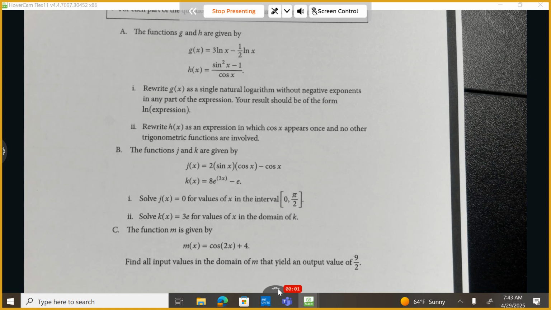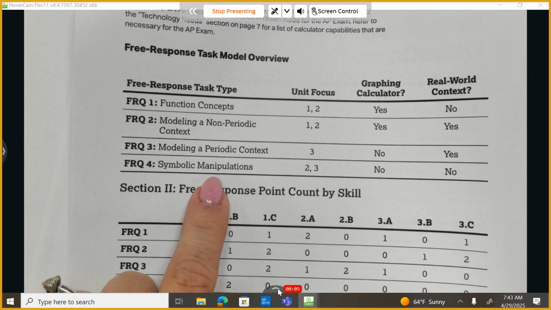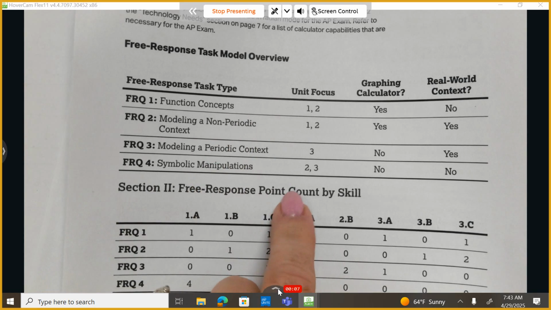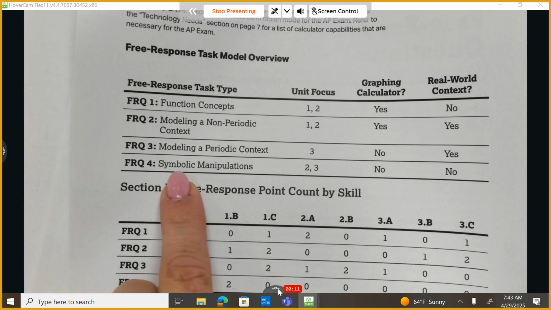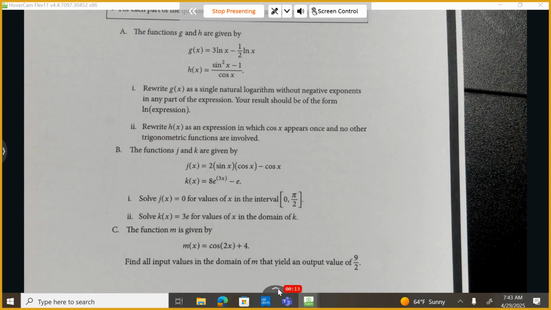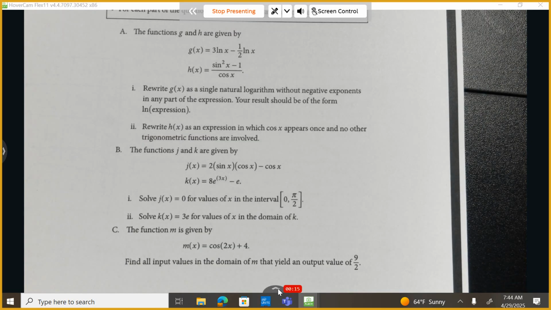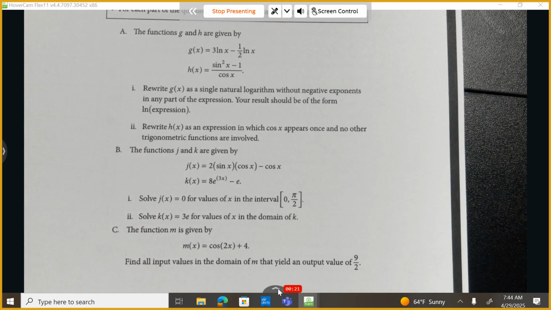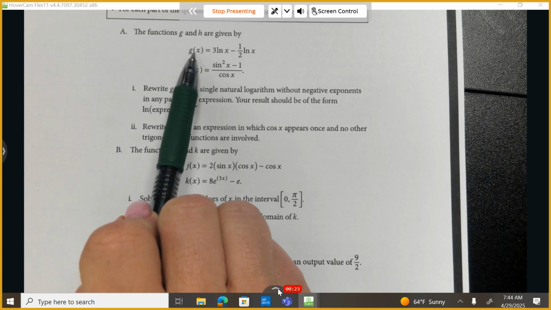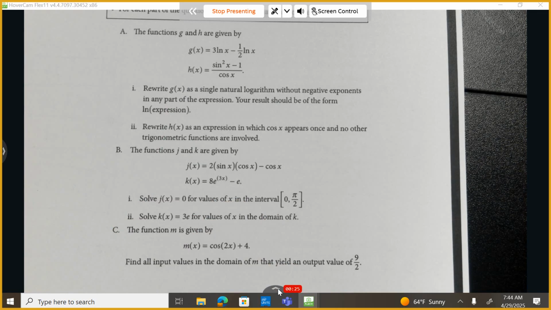If we look at FRQ 4, it's going to be symbolic manipulations, so it's going to focus on units 2 and 3 from the AP curriculum, but we're going to see often the same type of question with FRQ number 4. So let's get started. Our very first part, we don't need to read everything above. Let's look down below. We're provided g and we're provided h.